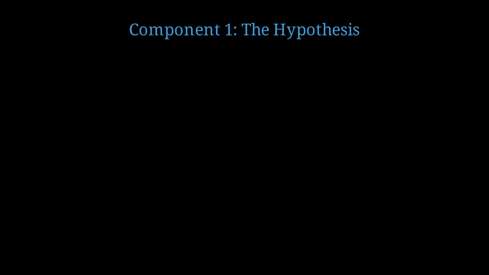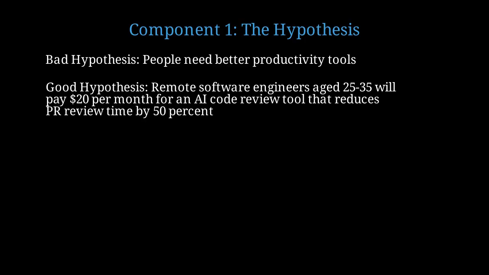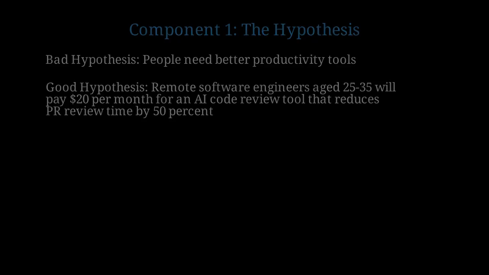Let me give you an example. Here's a bad hypothesis. People need better productivity tools. Why is this bad? It's vague, unmeasurable, and unfalsifiable. You can't design an experiment around this. Here's a good hypothesis. Remote software engineers aged 25 to 35 will pay $20 per month for an AI code review tool that reduces pull request review time by 50%. Notice the specificity: target customer, price point, value proposition, and quantified benefit.